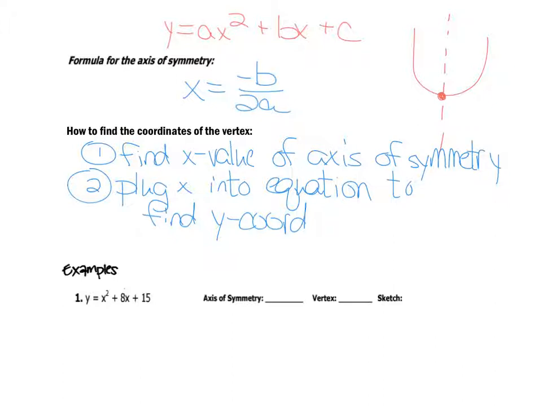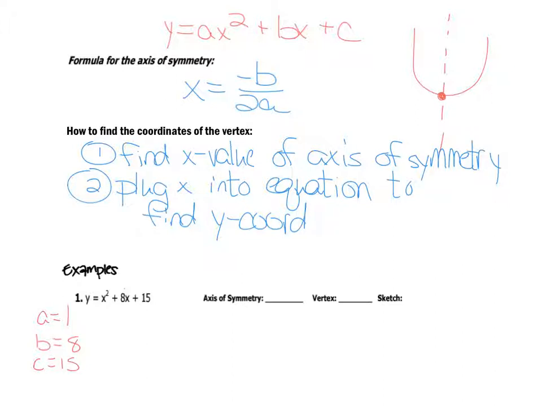Okay, so let's look down here. Let me show you an example. So I have y equals x squared plus 8x plus 15. So you want to identify a, b, and c. So a is the coefficient of the squared term. So a is 1. And b is the coefficient of the x term. So b is 8. And c, which we don't need today, but go ahead and get used to finding it, is the constant. C is 15.